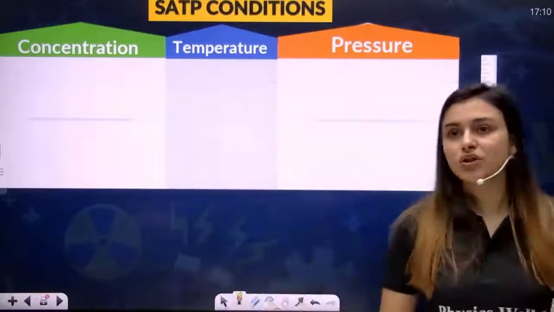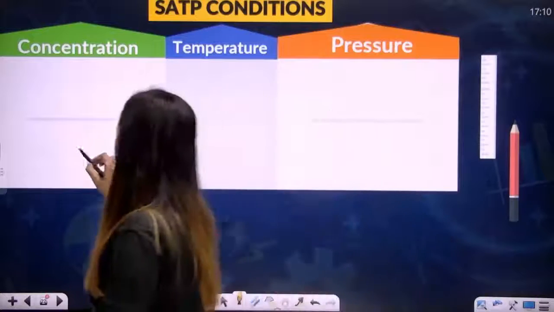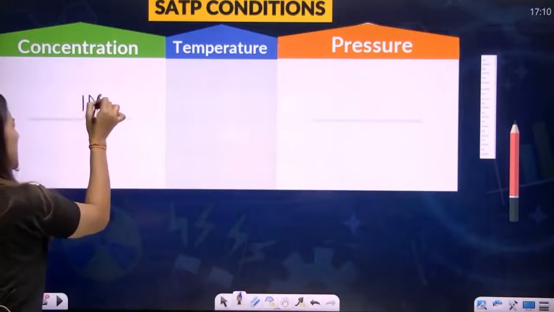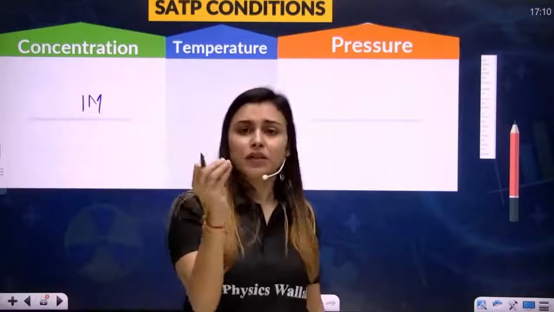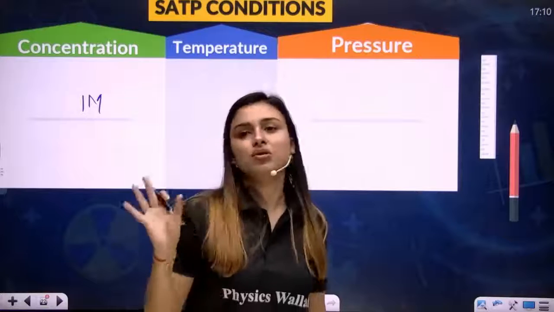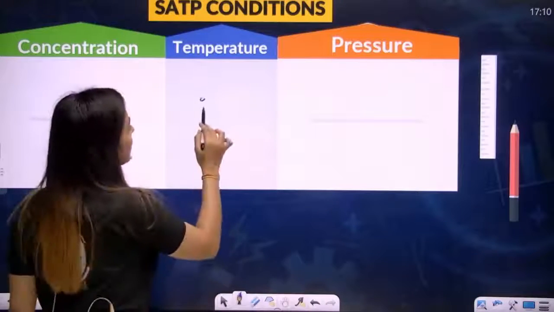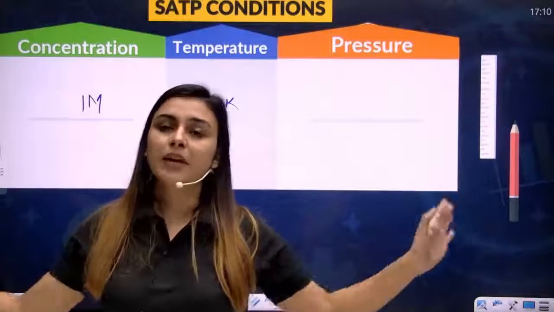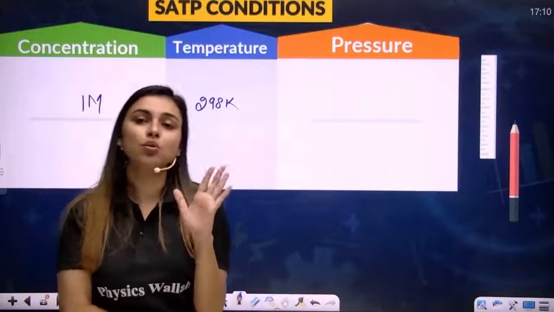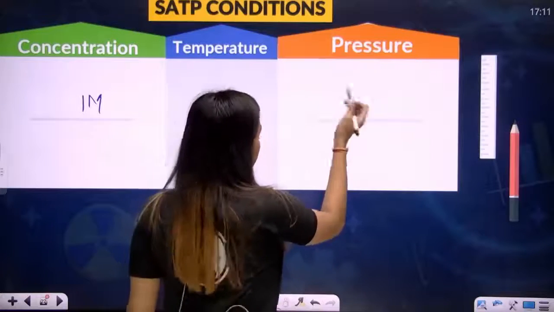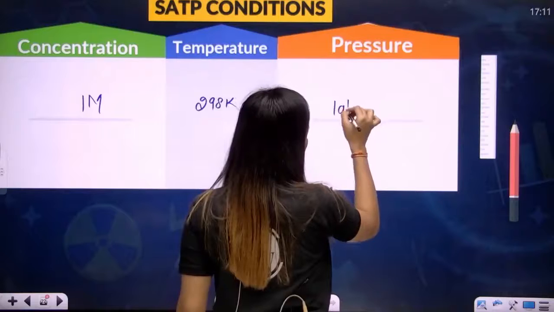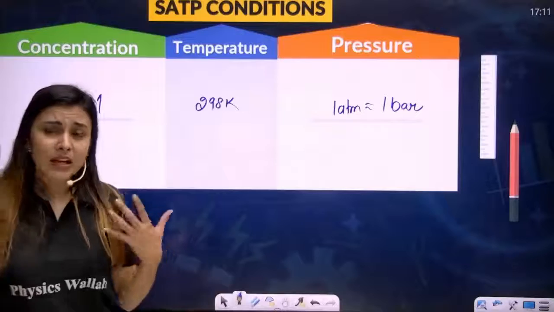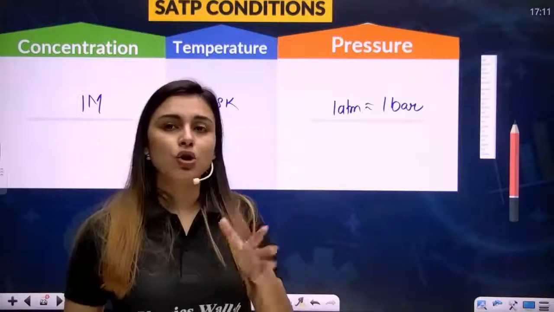What is the SATP condition, my dear students? Scientists fixed the concentration to 1 molar. Be it a reactant or a product, if it is an ion, it will have a concentration of 1 molar. Let's fix the temperature to 298 Kelvin. Let's take the EMF of all the reactions at 298 Kelvin. And then they fixed the pressure of the gases at 1 atmosphere, which is nearly equal to 1 bar.